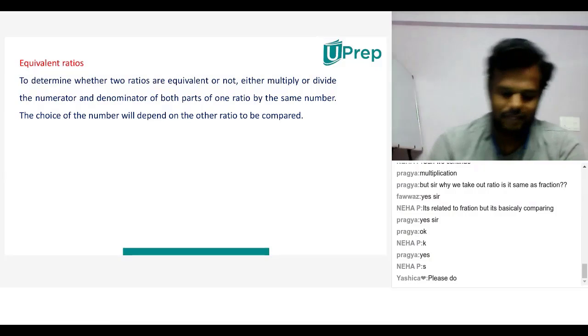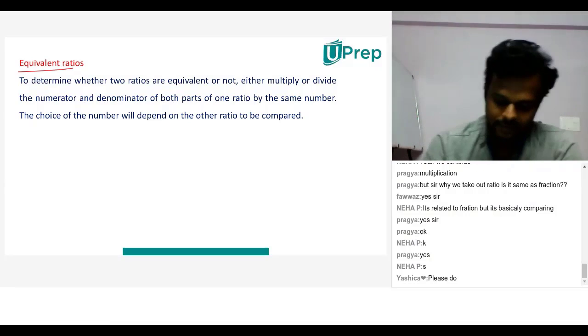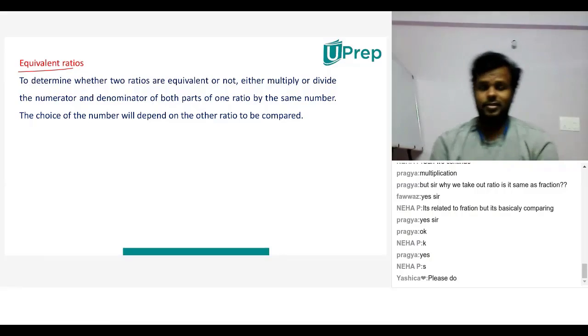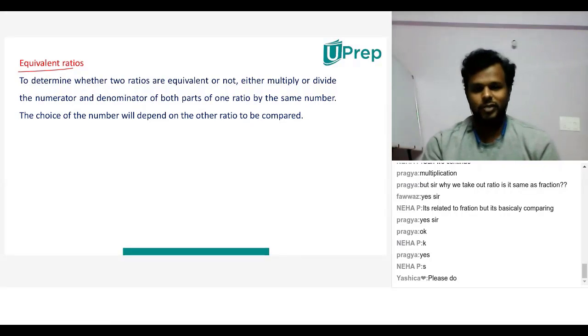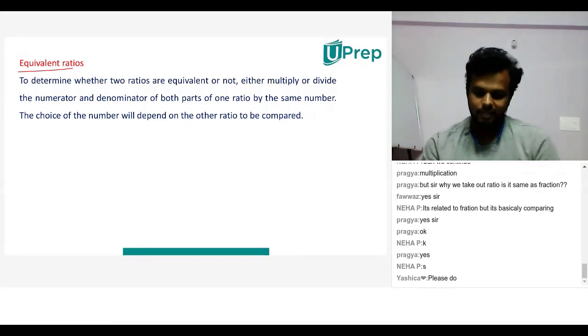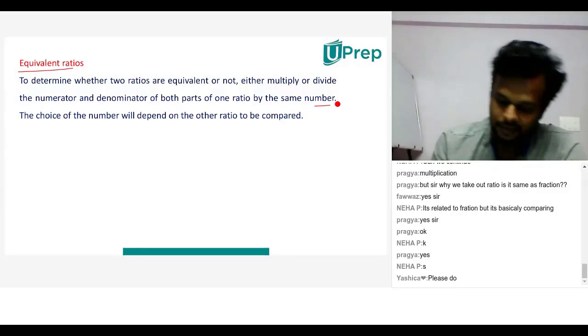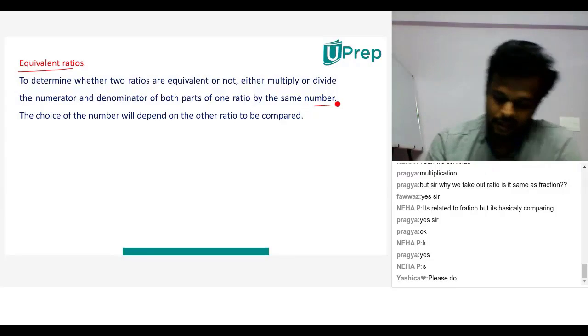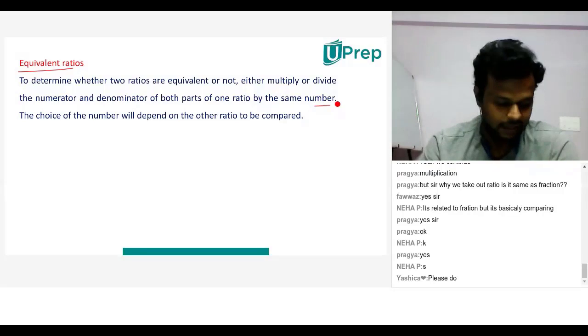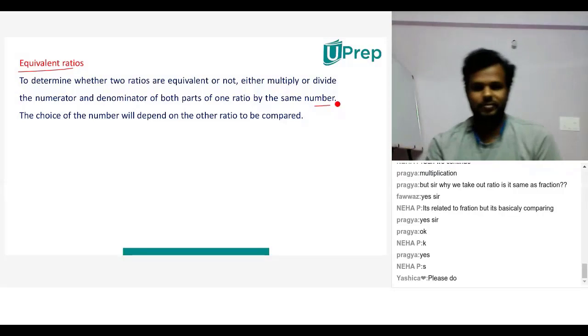So as we talked about equivalent fractions, right? Here he is talking about equivalent ratios. To determine whether two ratios are equivalent or not, either multiply or divide the numerator and denominator of both the parts of one ratio by the same number. The choice of the number will depend on the ratio to be compared. So this is about the thing.